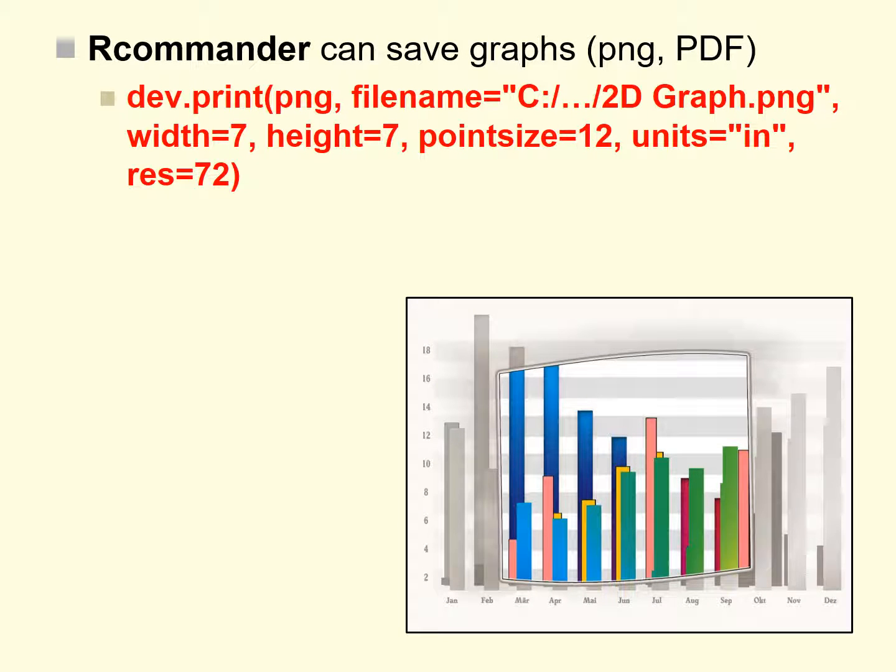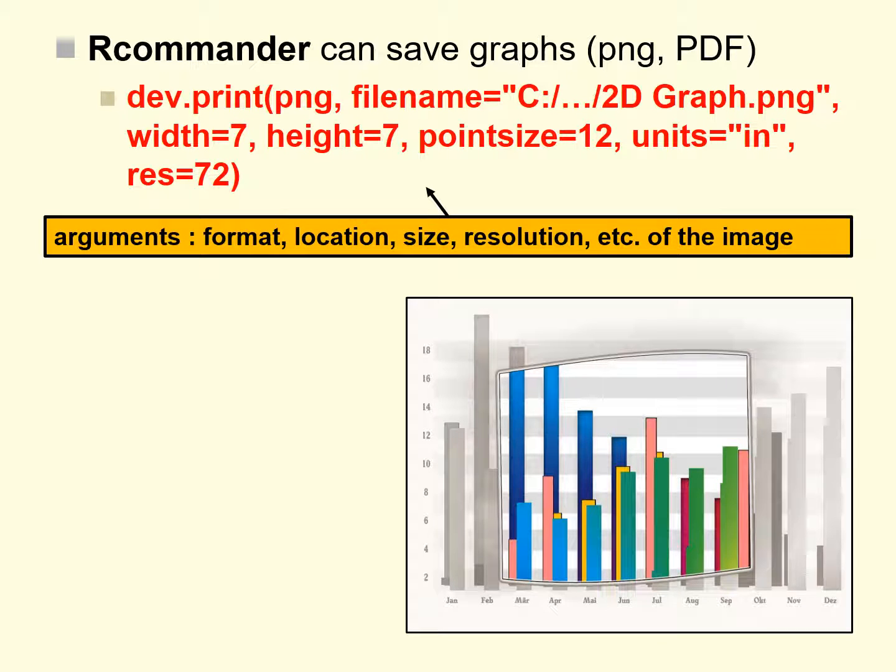Rcommander can save graphs as PDF files or as image files like PNG files. Again, this is fairly easy to do within Rcommander. It's a little bit harder just to type out all the commands yourself. Here's an example where we're creating a file name, and I'm just calling it here 2dgraph.png with these particular sizes and resolutions, etc. Once you get handy with graphing in R, you can actually do a lot, and you can make some really nice looking graphs in R. I'm not exactly there yet, so I often default to using Rcommander just because it's a little bit easier for me.